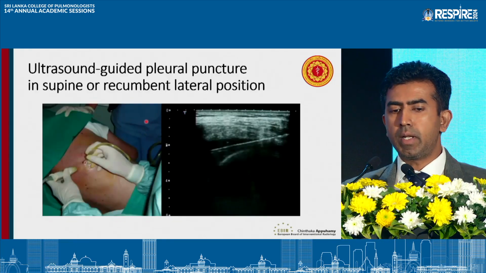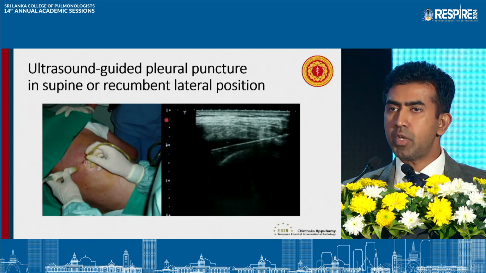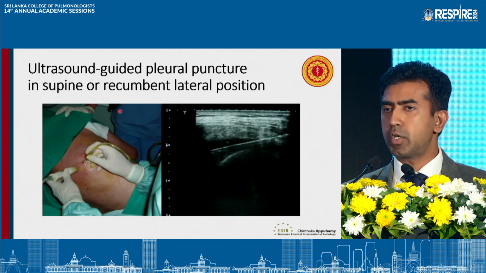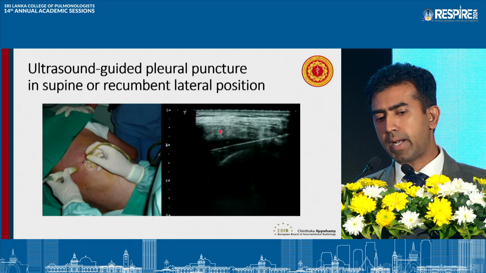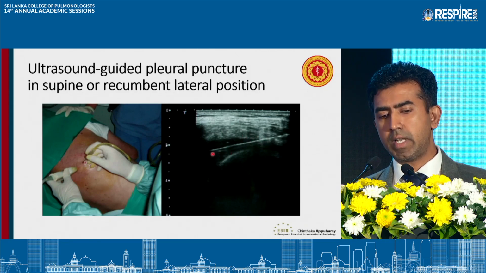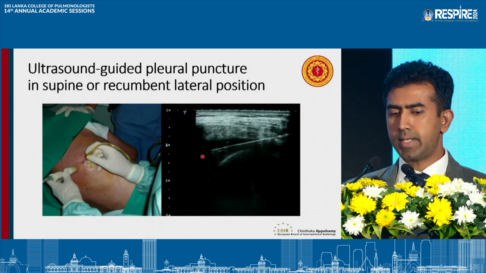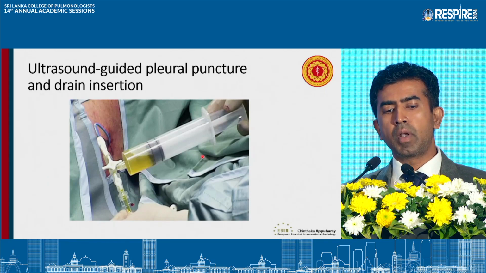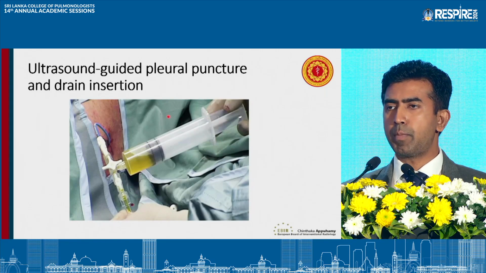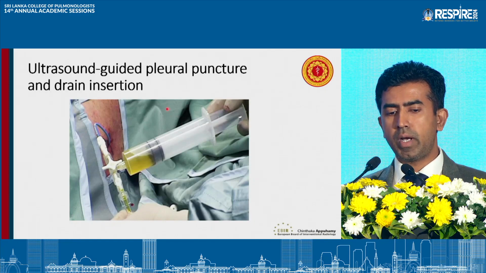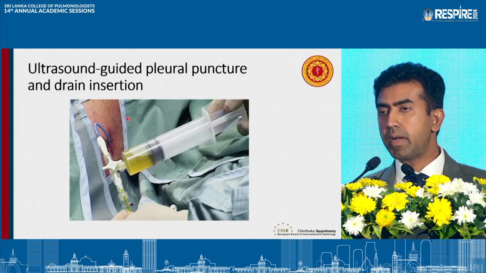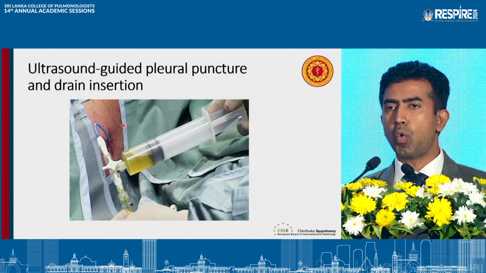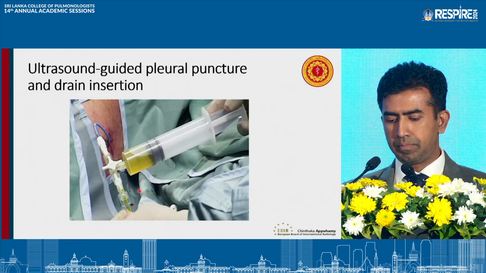For ultrasound-guided pleural puncture, we usually advocate a supine position or a recumbent lateral position. The costophrenic angle is selected in the ultrasound scan, and the needle is advanced into the pleural space. Using the Seldinger technique, over a wire, the track is dilated in order to accommodate a 7 or 8 French self-retaining or locking pigtail. This will be connected to an underwater seal.